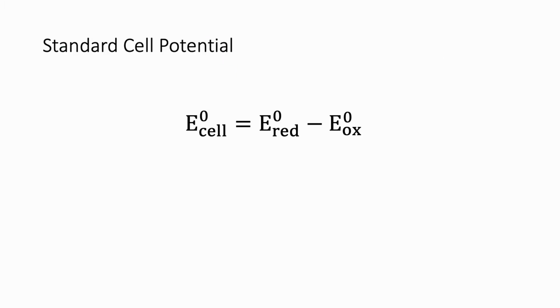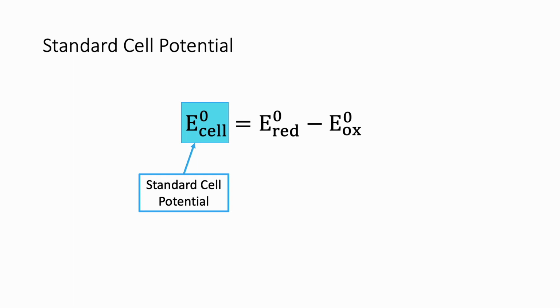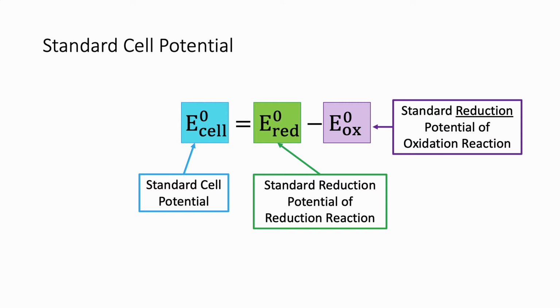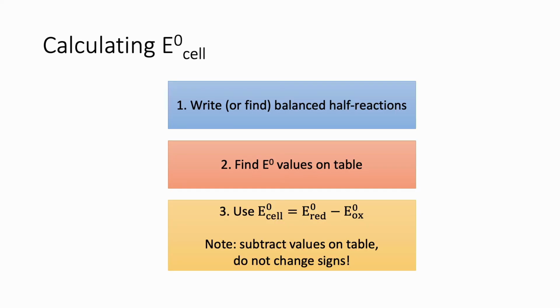So when we're calculating the cell potential for a galvanic cell or any other sort of electrochemical cell, we use this simple equation. Here is our standard cell potential, what we're calculating, and it's going to be equal to the standard reduction potential of our reduction reaction minus the standard reduction potential of our oxidation reaction. So when you find your standard reduction potentials from the table, you're going to plug them directly into this formula. Sometimes people will say, should I make my standard reduction potential of the oxidation reaction a negative? No, you shouldn't.